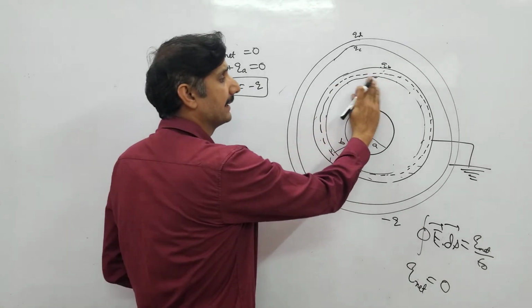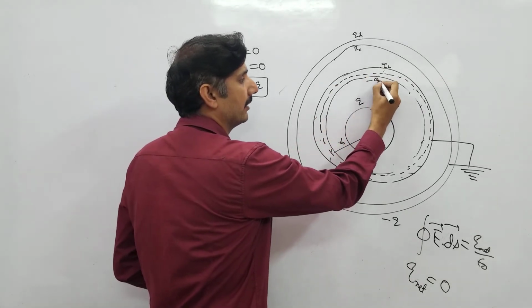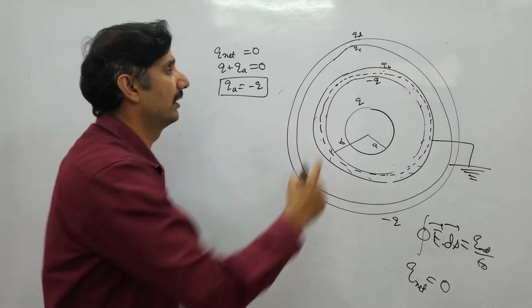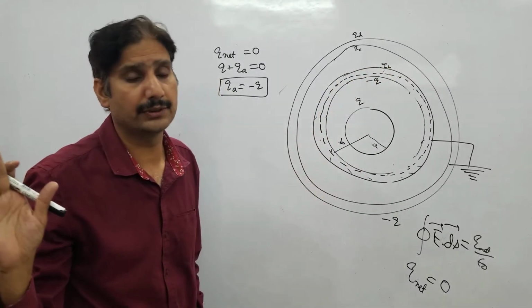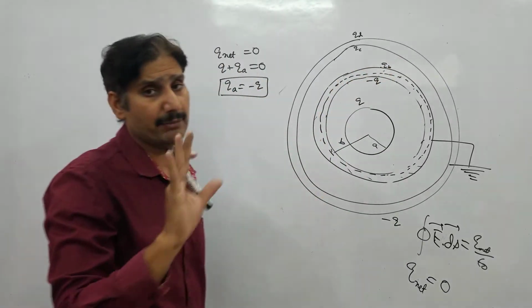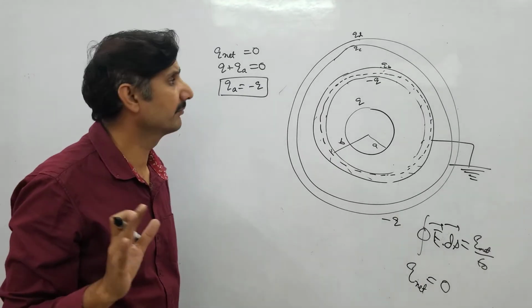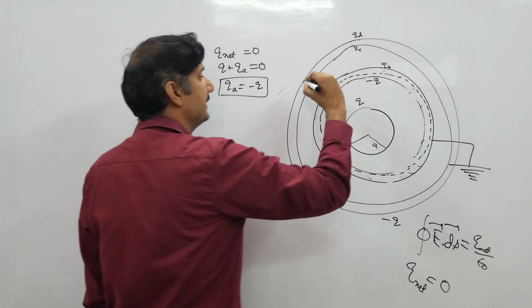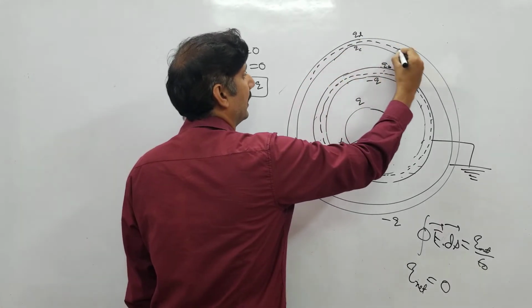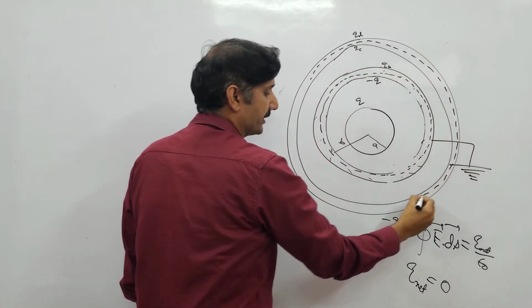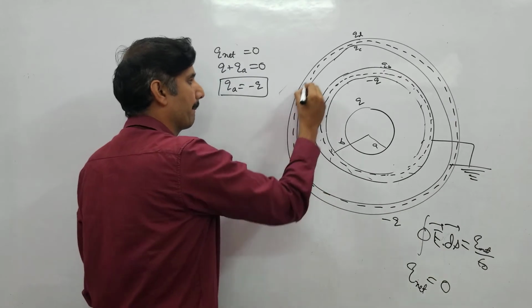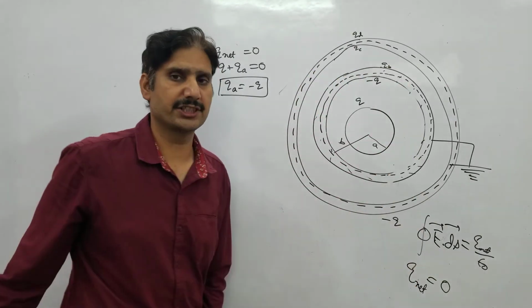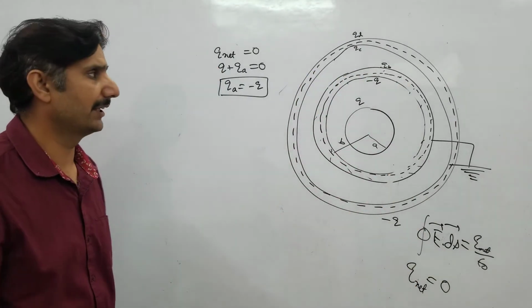So I replace this with minus Q. What about QB? I don't know yet, so I have kept it QB only. Let's now proceed to the third shell, and let's say I draw another Gaussian surface. Let's see what will happen.